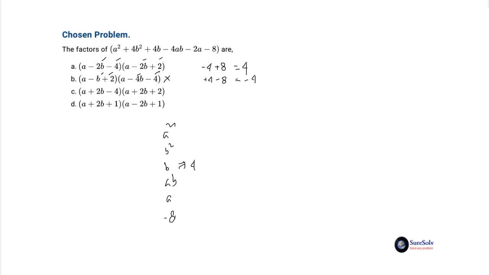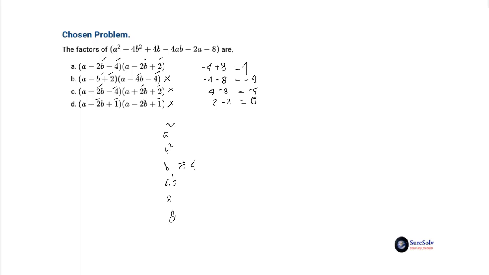For the third choice, the coefficient of b will be given by the product of plus 2 and plus 2, that is 4, and minus 4 and plus 2, that is minus 8. The result is minus 4. Again, this choice is invalid. For the fourth choice, the coefficient of b will be given by the product of plus 2 and plus 1, that is 2, and plus 1 and minus 2, that is minus 2, equal to 0. This choice is very far away from being a solution, so it is invalid.